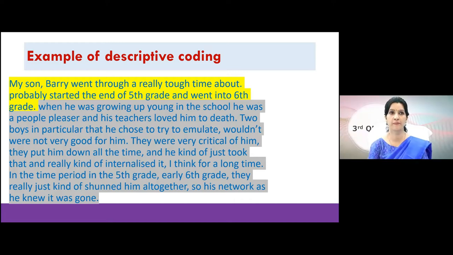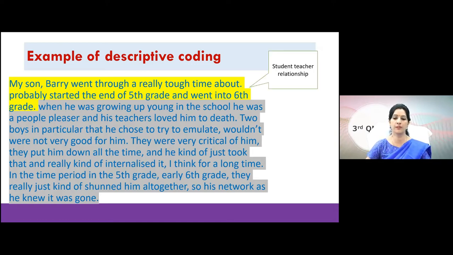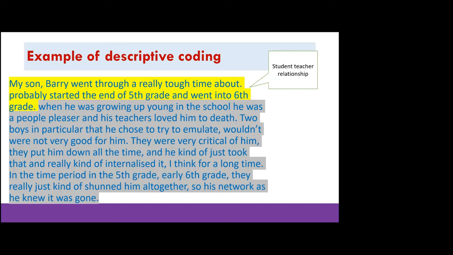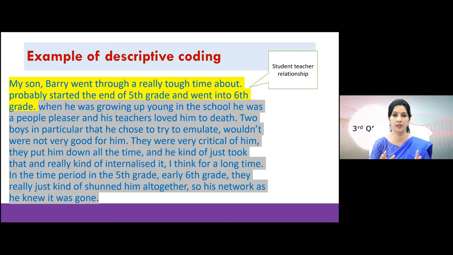Thank you, Anuradha. With this descriptive coding, this is just one way I am showing. It is not necessary that this is the answer. You know that in qualitative research, there is no right or wrong. Everybody has their own criteria, their own thinking process. I have taken this example from Saldana, and I have not even used my own criteria.